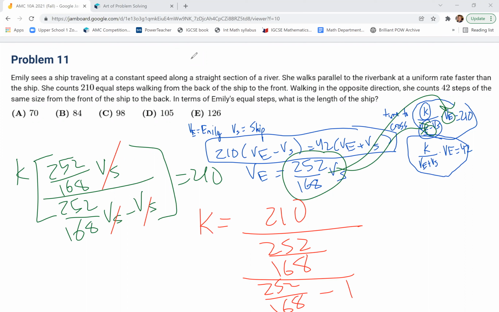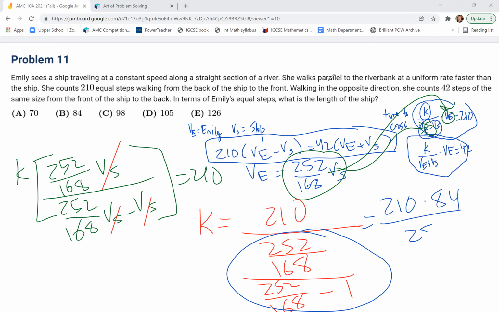And then if you take this bottom fraction down here and multiply everything by 168, you get 252 over 252 minus 168, which is 252 over 84. So basically we're doing 210 divided by 252 divided by 84, which becomes 210 times 84 over 252.